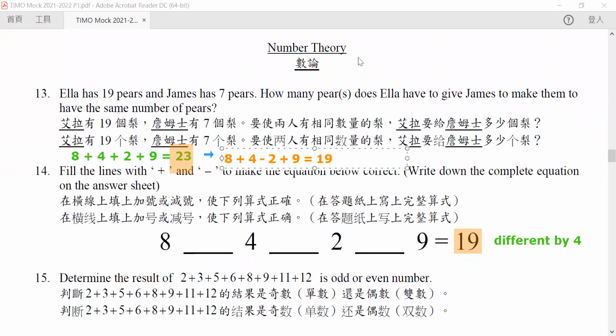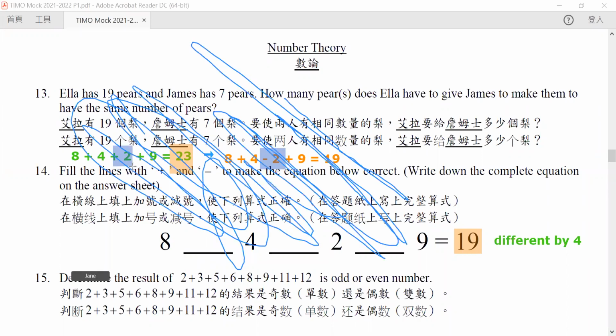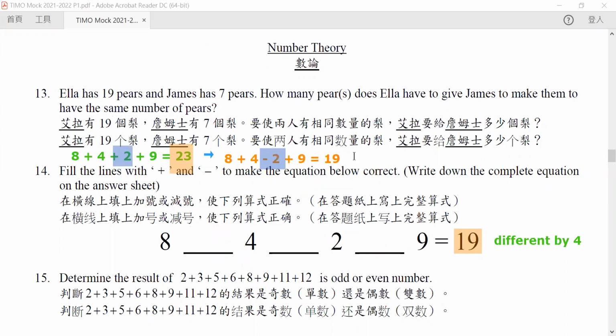Now notice in here, if we convert our plus 2 to minus 2, the difference is equal to 2 times 2, which is equal to 4, exactly like the one that we require, right? The difference in here is exactly the difference.